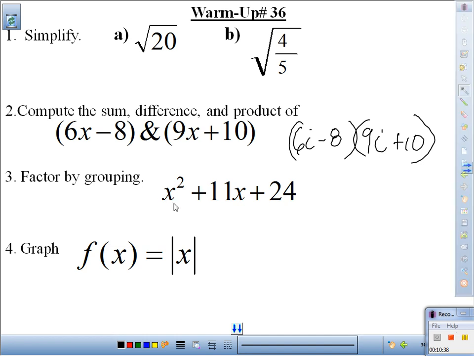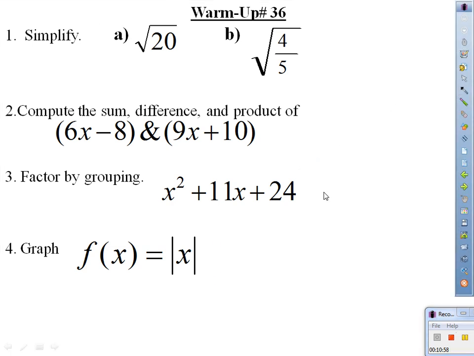Same thing with factoring. We're about to get into solving quadratic equations and functions. You need to know the process. And do I need to show you the graph for f of x equals absolute value? Everybody show me with your hands what it looks like. Yeah, like this, like a V. All right, so with that said, let's move on.